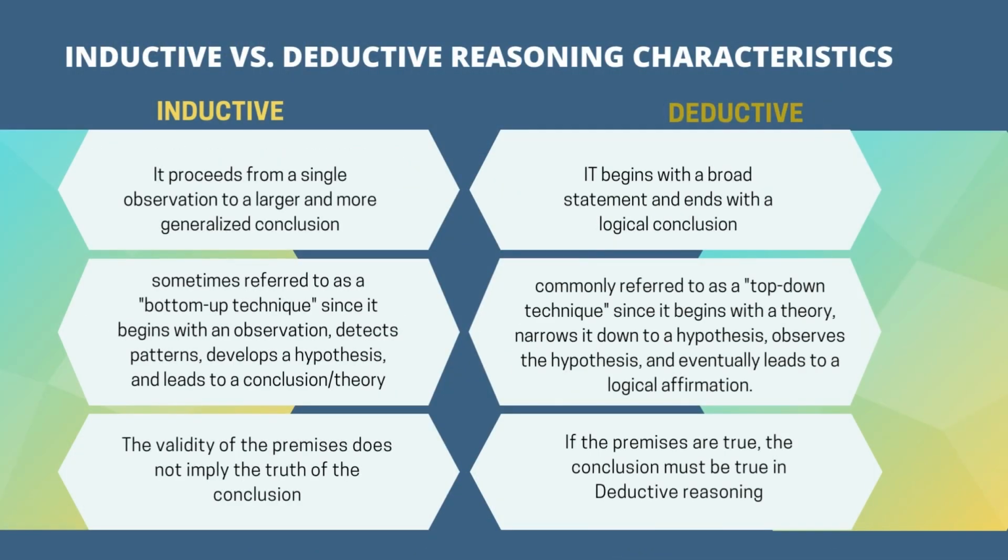Inductive versus deductive reasoning characteristics. Inductive: it proceeds from a single observation to a larger and more generalized conclusion. Deductive: it begins with a broad statement and ends with a logical conclusion. Inductive is sometimes referred to as a bottom-up technique since it begins with an observation, detects patterns, develops a hypothesis, and leads to a conclusion or theory. Deductive is commonly referred to as a top-down technique since it begins with a theory, narrows it down to a hypothesis, observes the hypothesis, and eventually leads to a logical affirmation.